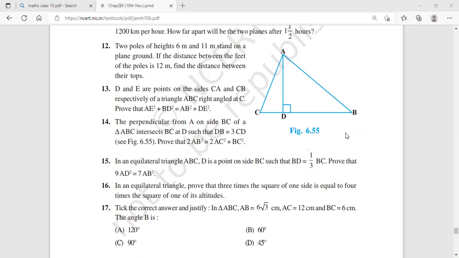The perpendicular from A on side BC of a triangle ABC intersects BC at D such that DB equals 3CD. We have to prove that 2AB square is equal to 2AC square plus BC square. And they have given us the figure here. So let's start doing it.